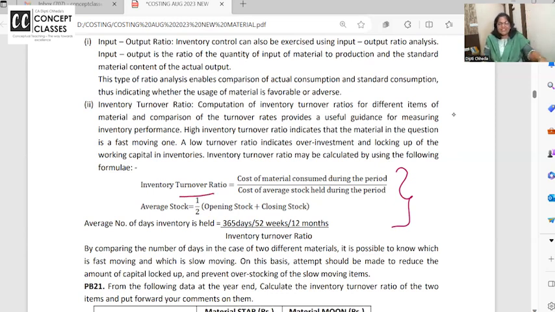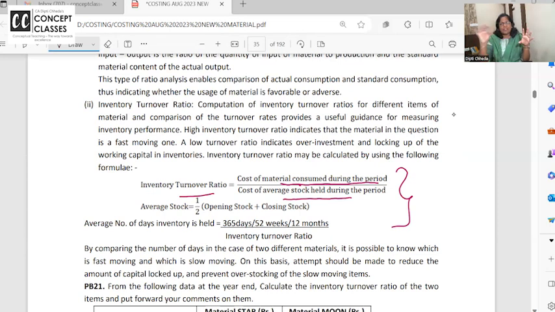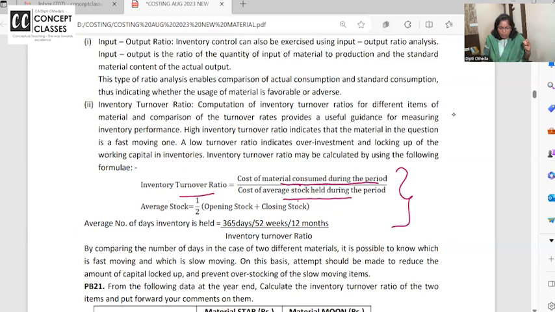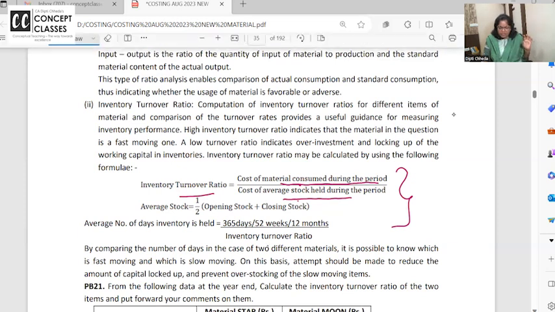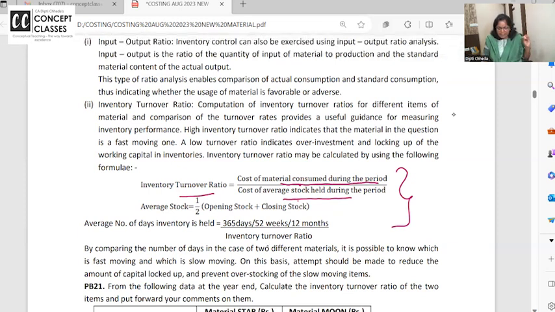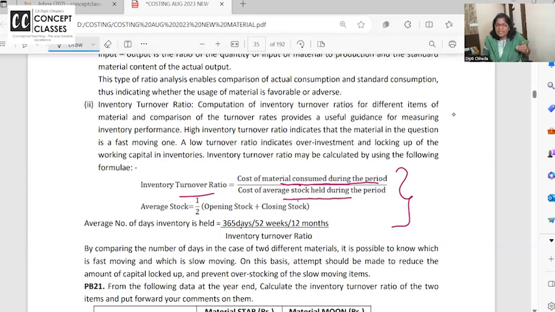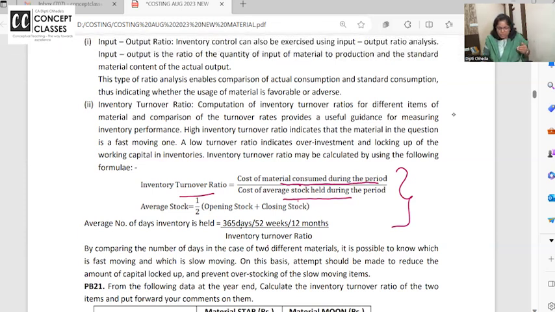Stock turnover ratio is how many times raw material I'm buying and using for production. The higher the turnover ratio, the more active the company is. So cost of the raw material consumed divided by average stock. Raw material consumed is opening plus purchases minus closing, and average stock is opening plus closing divided by 2. Now whatever inventory turnover ratio I get, if I take 365 days divided by the inventory or stock turnover ratio, I will get the number of days inventory is held.